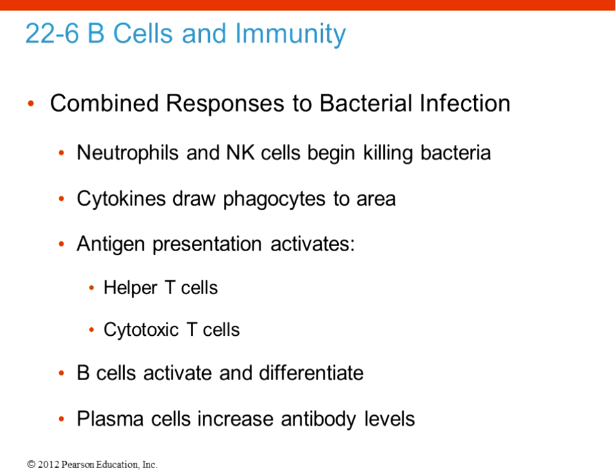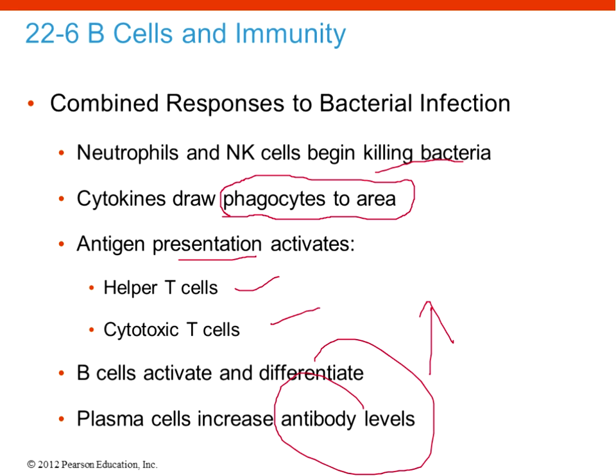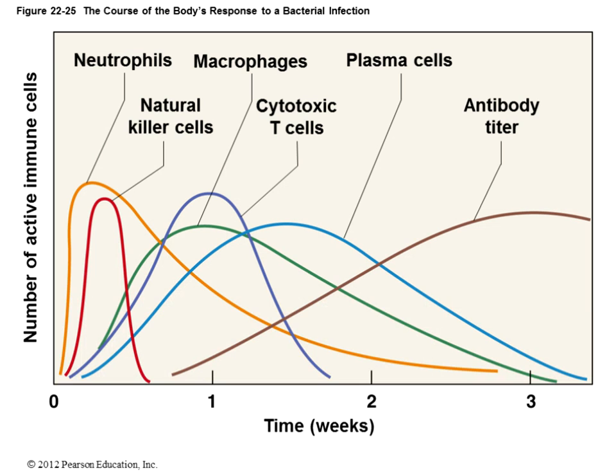Combined responses to a bacterial infection: neutrophils and natural killer cells again begin killing bacteria. Cytokines will draw, through positive chemotaxis, more phagocytes into the area, and this antigen presentation stimulates helper and cytotoxic T cells, as you guys know. B cells will become active, and so the antibody levels are going to go up, right? And so that's how our body is going to respond to bacterial infection.